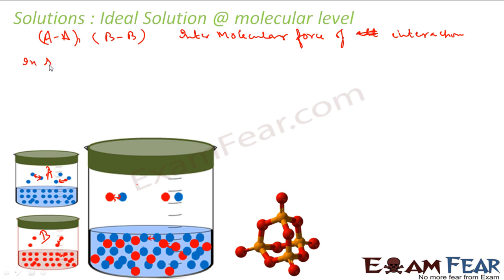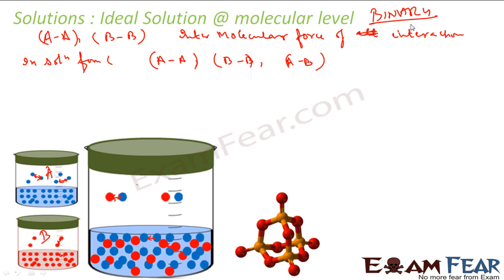Now in solution form, we have AA, interaction between AB, BB and AB. Correct? Now, what is the trick? The trick is, this happens in the binary solution form. I am taking a binary solution. Now, in this whole chapter we are taking mostly binary solutions, which have only one solute and one solvent.